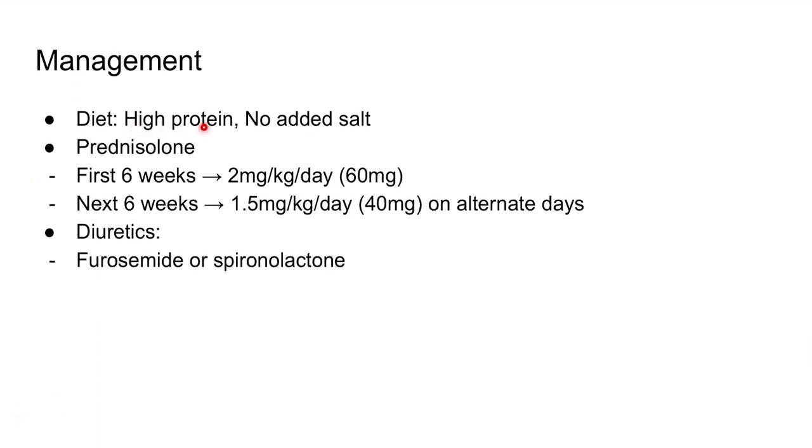Management. High protein diet with no added salt is recommended. Prednisolone is the recommended drug in nephrotic syndrome. So for the first 6 weeks, 2 mg per kg per day is given, and up to 60 milligrams can be given per day. Prednisolone is given daily for the first 6 weeks. And for the next 6 weeks, 1.5 milligram per kg per day is the dose, and up to 40 milligram can be given on alternate days. And diuretics such as furosemide or spironolactone can be added for edema.